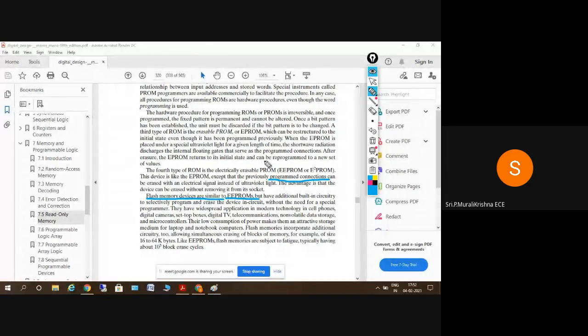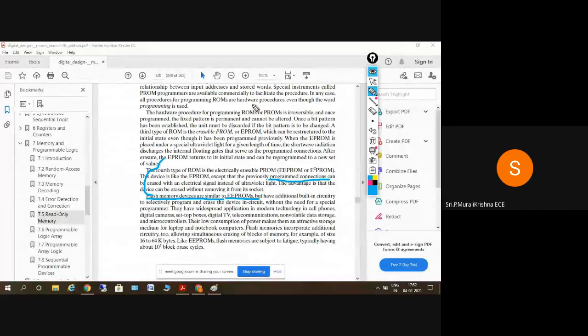But the advantage of flash memory compared to the previous versions is that earlier we had to erase all the programmed bit patterns. Whatever connections we had made, we had to erase them and bring them back to the initial state. Whereas in flash memory devices, we can erase a part of the connections. We can selectively erase the programs, I mean, we can selectively erase the connections.